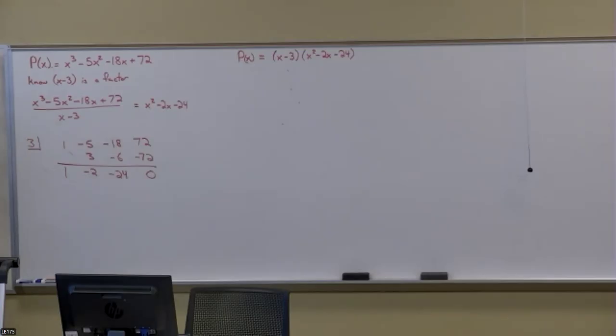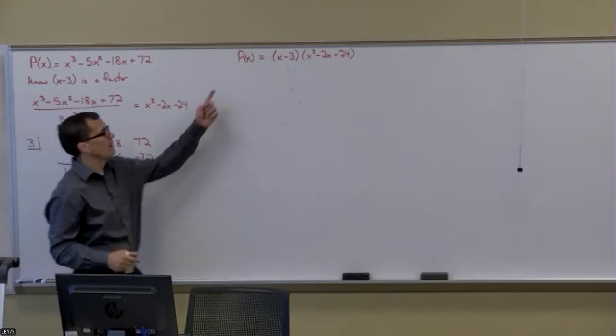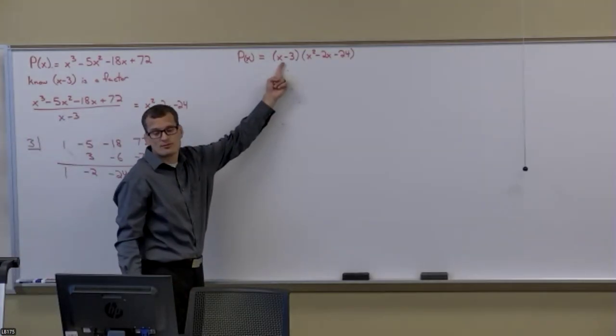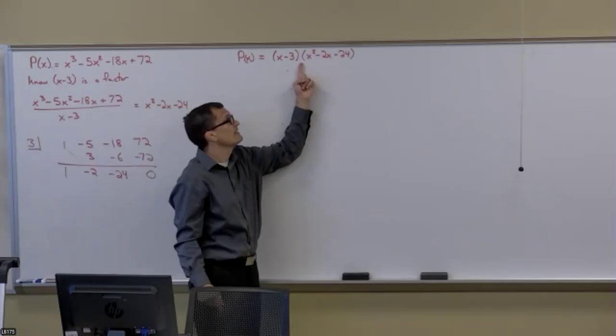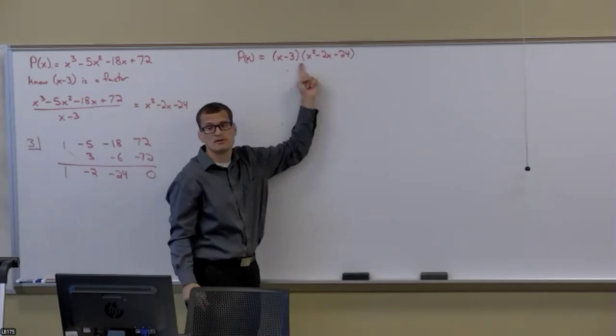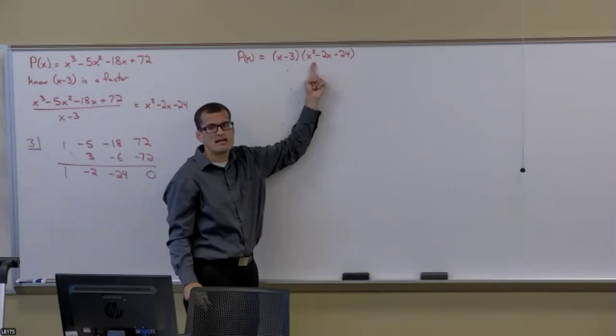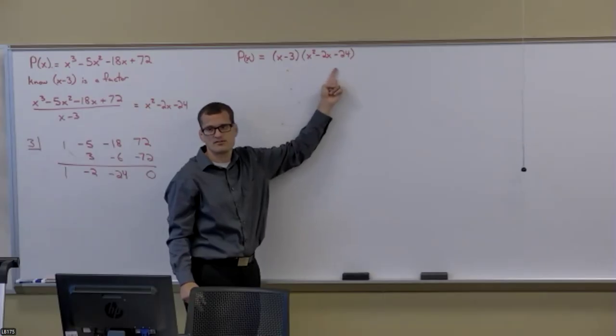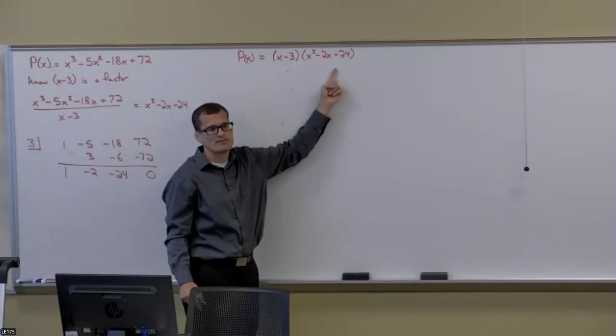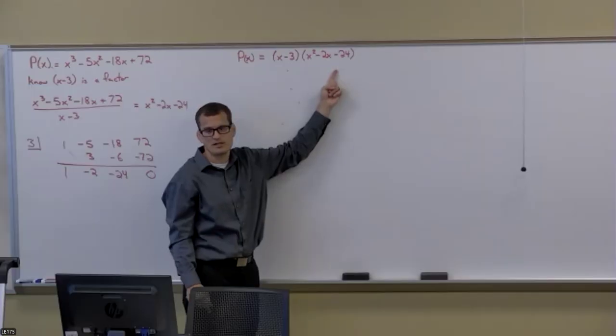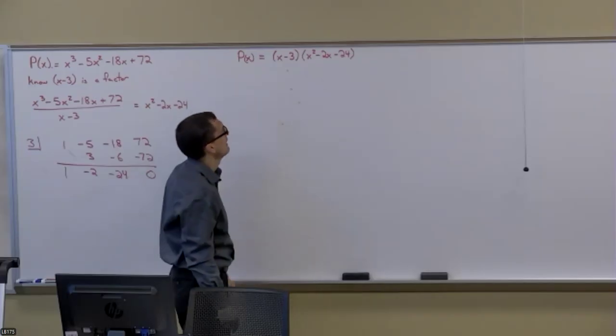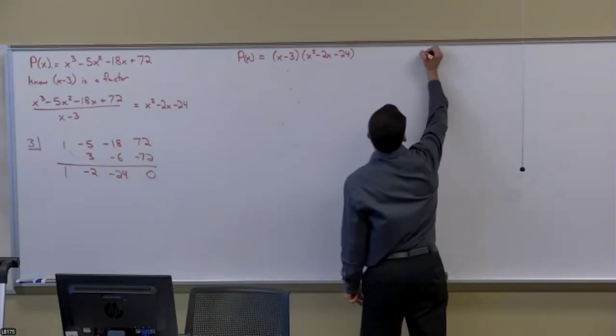Now our goal is to find the zeros of this polynomial. I know that 3 is going to give me a 0. Now all I have to do is break this up. If I can factor this, I'll factor this. If I can't factor this quadratic, then I'll use my quadratic formula. All right. Let's look and see if we can factor.